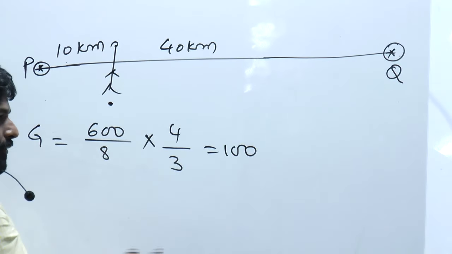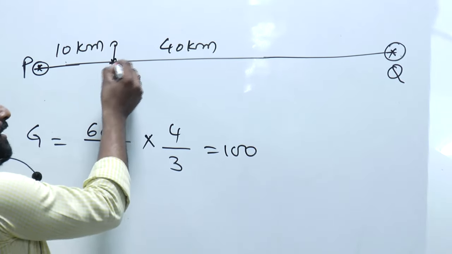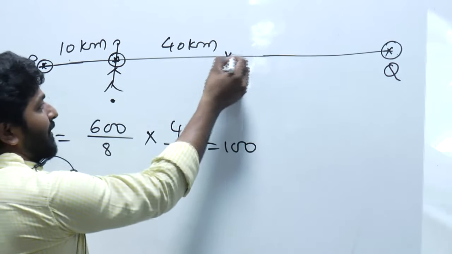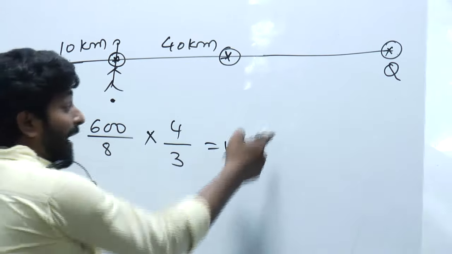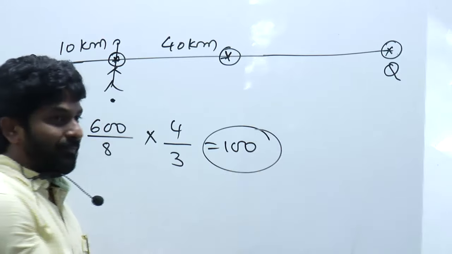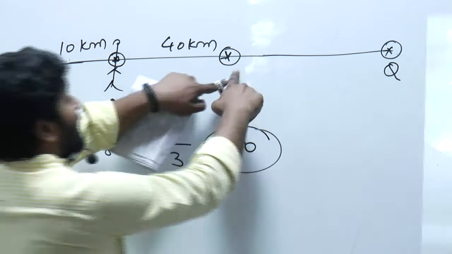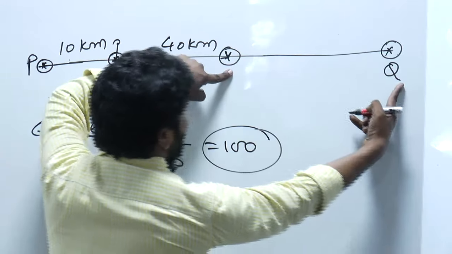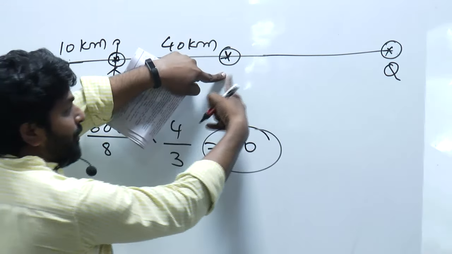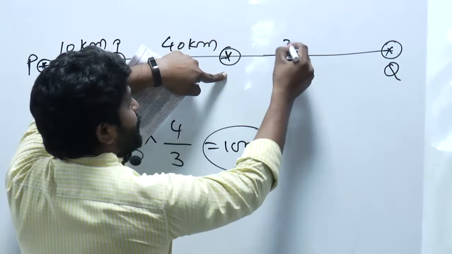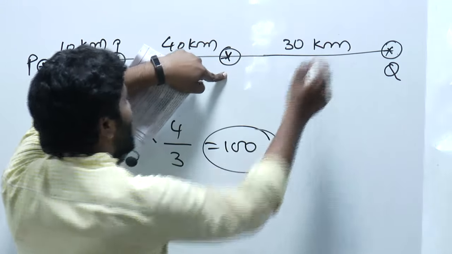So now what will happen? Let's see. Gafoor is going to cover 40 kilometers from here to here. And how much extra distance we have? What happened in 60 kilometers? He reached point Q and then came back here. So the distance from this place to Q should be 30 kilometers only.